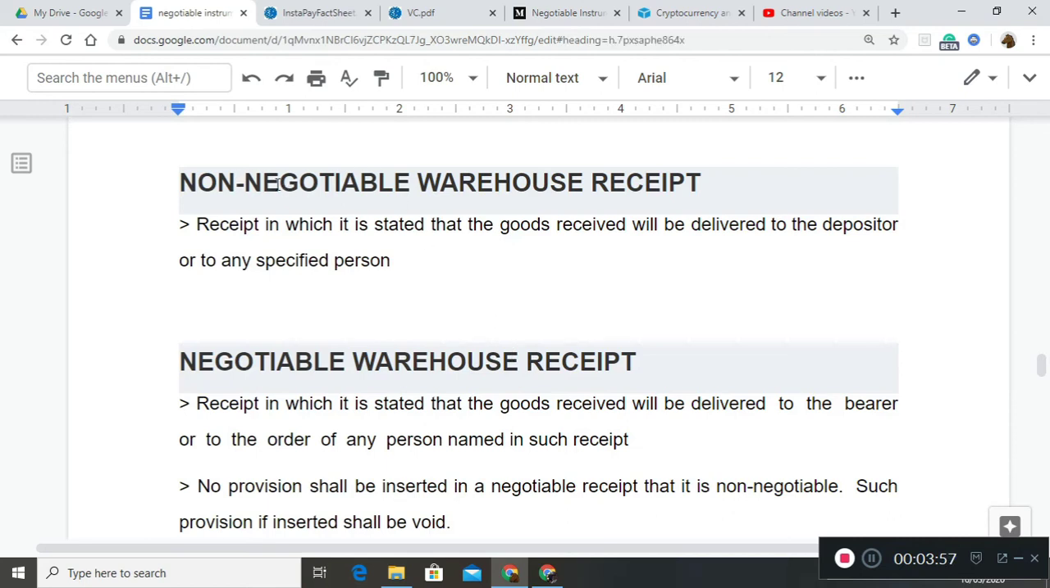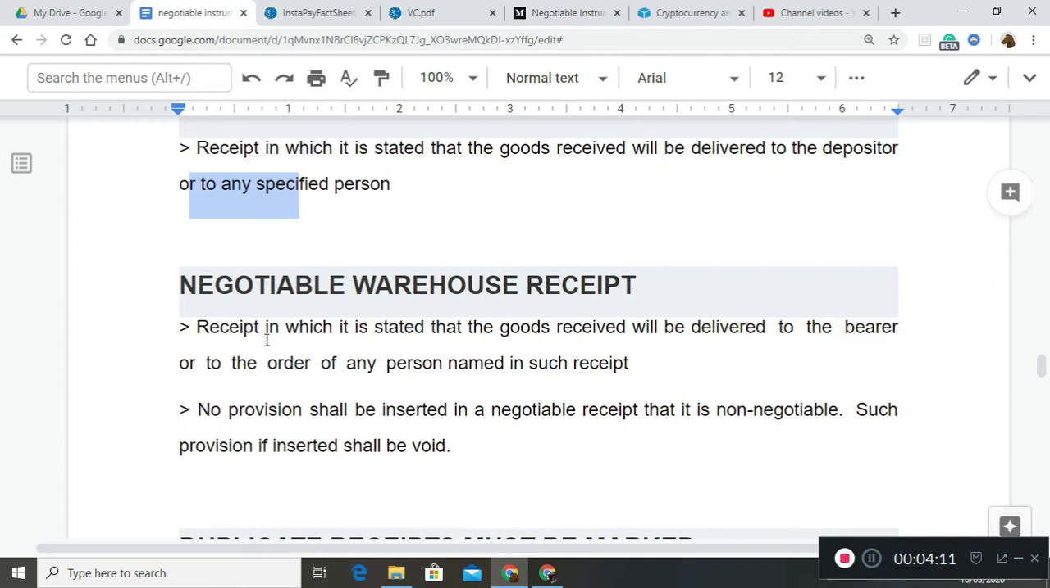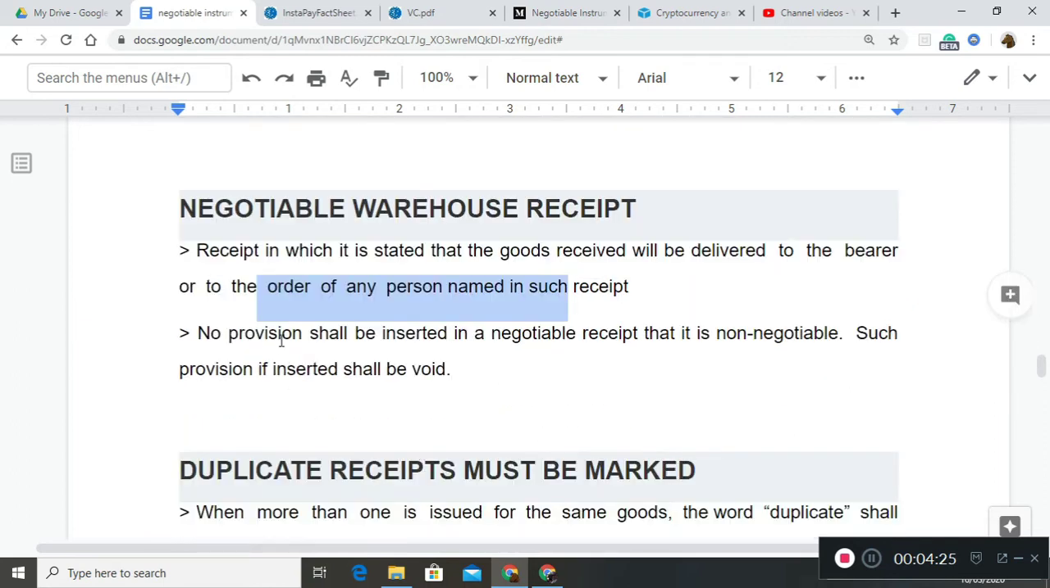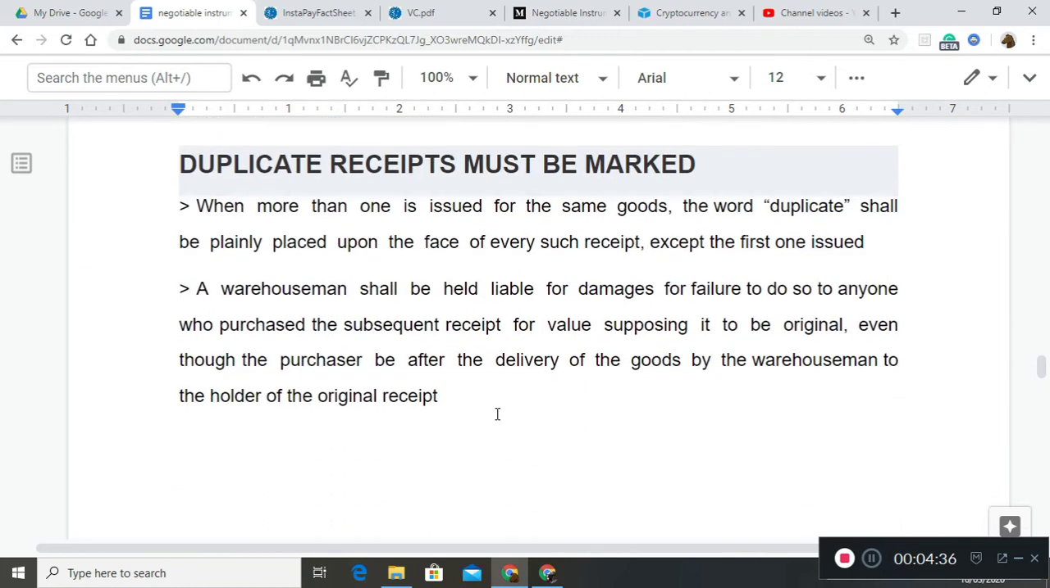Now we have both non-negotiable warehouse receipts and negotiable warehouse receipts. For non-negotiable, the goods received will be delivered to the depositor or to any specified person therein. So it's quite straightforward. But for negotiable warehouse receipts, the receipt states that the goods will be delivered to the bearer or to the order of any person named in such receipt. No provision shall be inserted in a negotiable receipt that it is non-negotiable. If inserted, those provisions shall be void.